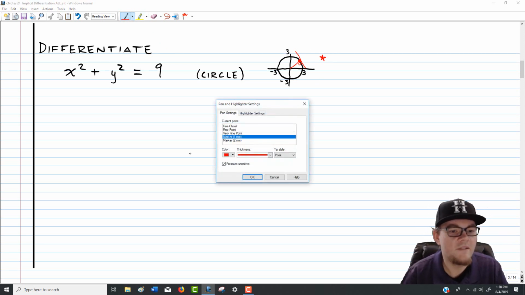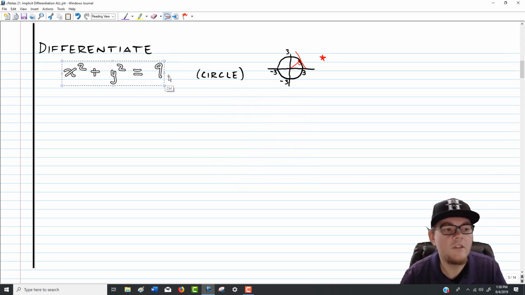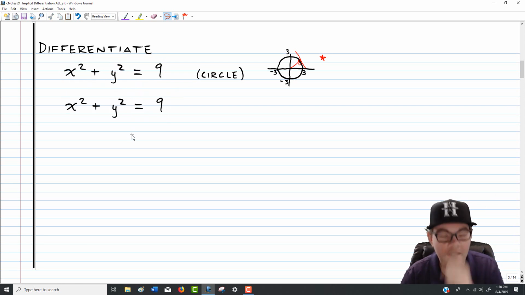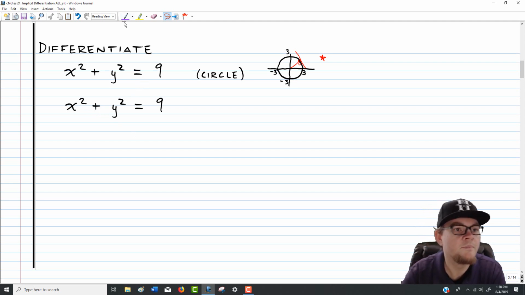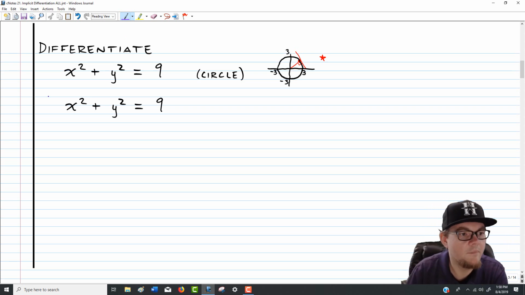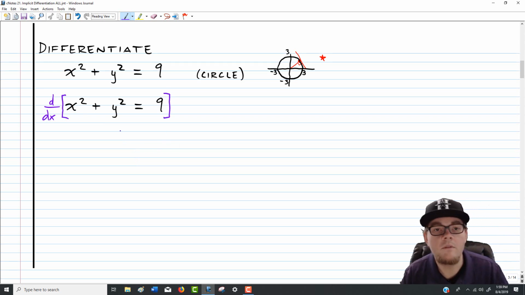Instead, I want to investigate what we do when we have a relationship where x and y are presented implicitly. This has x and y together on the same side, and we don't have y as an explicit function of x. So consider this your intro, and then we'll do real examples in just a second. Here's where I want to begin: I'm going to differentiate with respect to x this entire equation. In fact, I'm going to use hard brackets just so it feels more official. So we're differentiating this entire thing with respect to x.